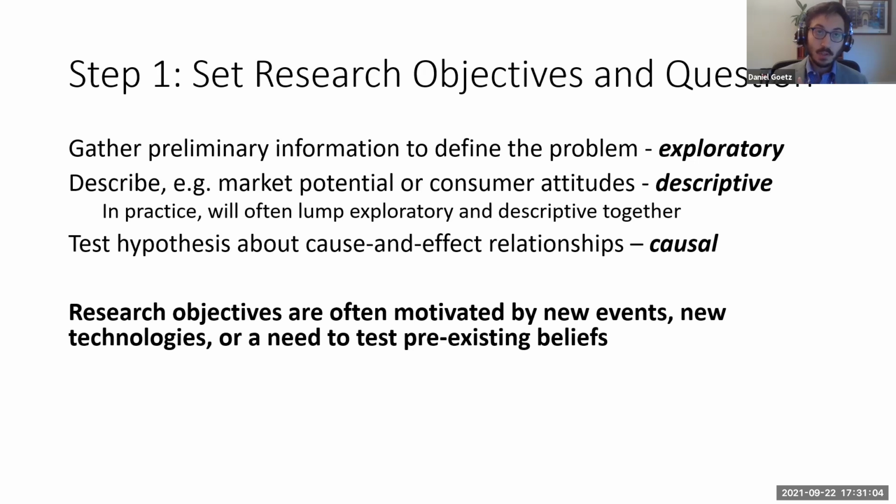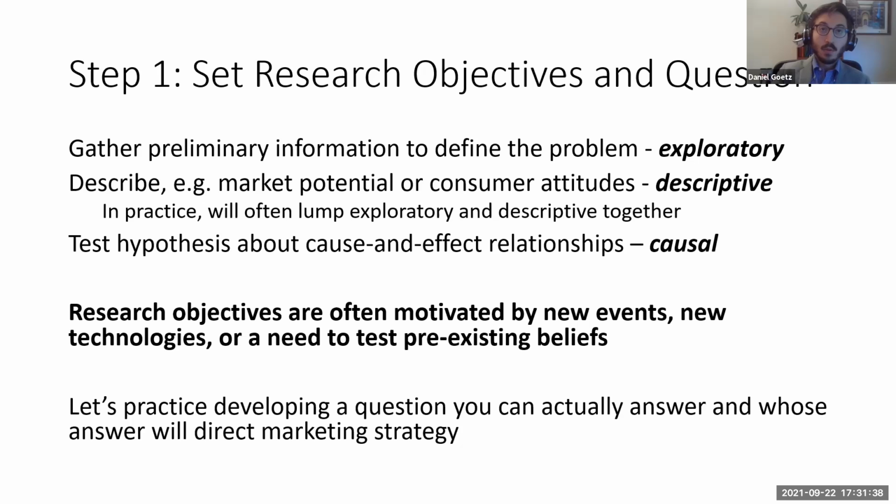When do we need to come up with a research objective? Same time as we need to conduct our SWOT analysis. Something's changed: a new event, new technology, a new competitor has entered, a new regulation has come in. And we need to figure out what to do next. There could also be a need to test your pre-existing beliefs. Is what I think is important to customers actually important? Is what I think they value about my product actually what they value? So we'll look through a few different prompts and think about what research questions they might motivate, and how answering those questions will direct our marketing strategy or our tactics.